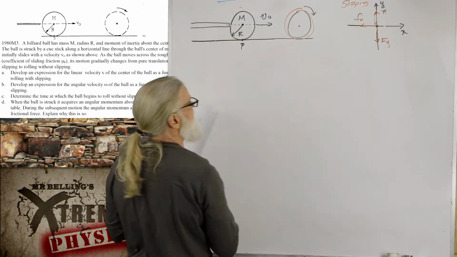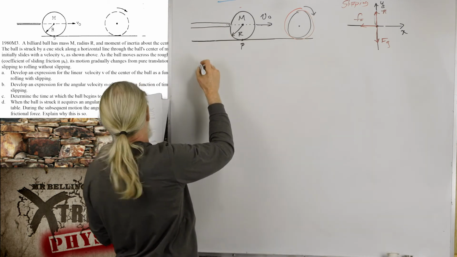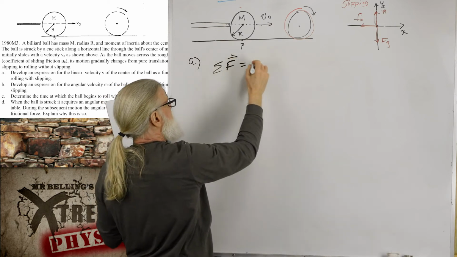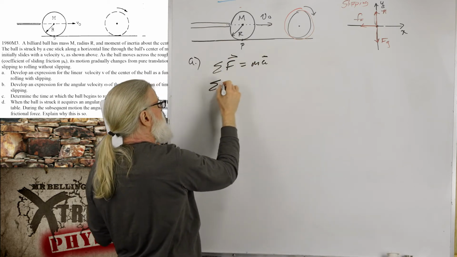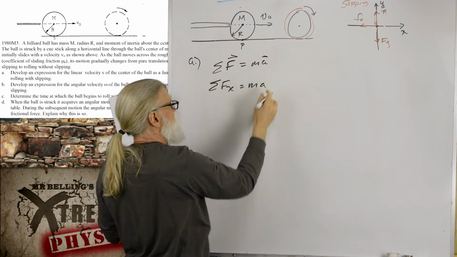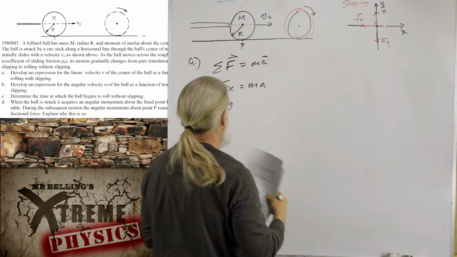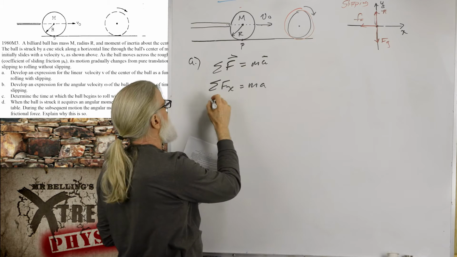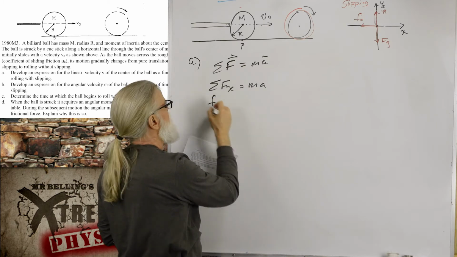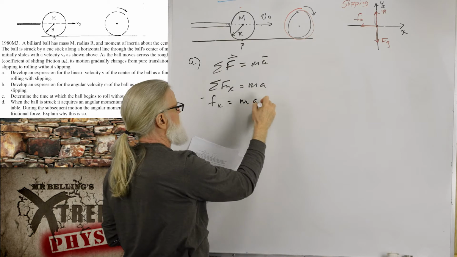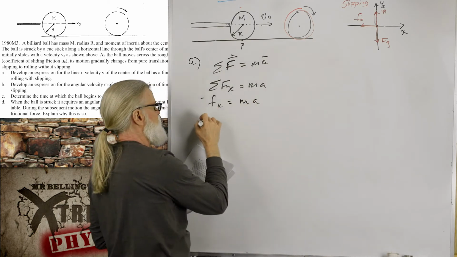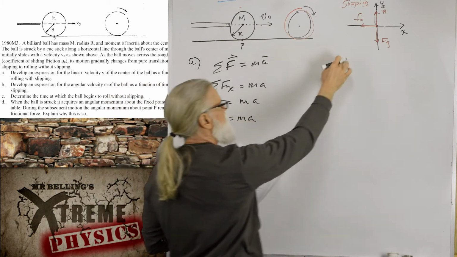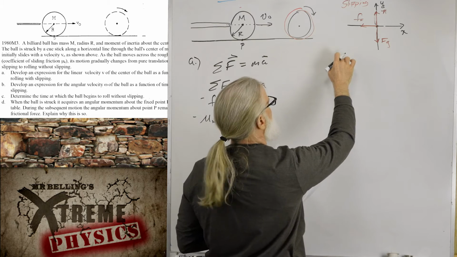So let's take a look. We're going to apply Newton's second law. This is A. The sum of the forces equals mass times acceleration. But we're only interested in the x direction. So the sum of the forces in x equals mass times acceleration. The acceleration is only going to be in the x direction. We have kinetic friction, which I'll say is negative, equals mass times acceleration. Kinetic friction is mu k times the normal force, equals mass times acceleration.